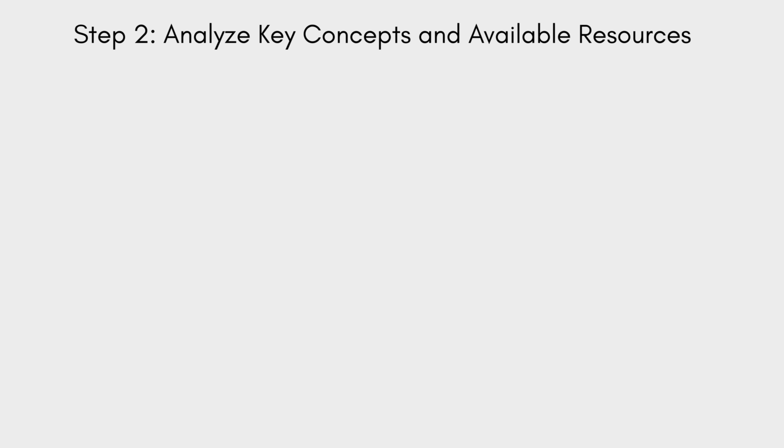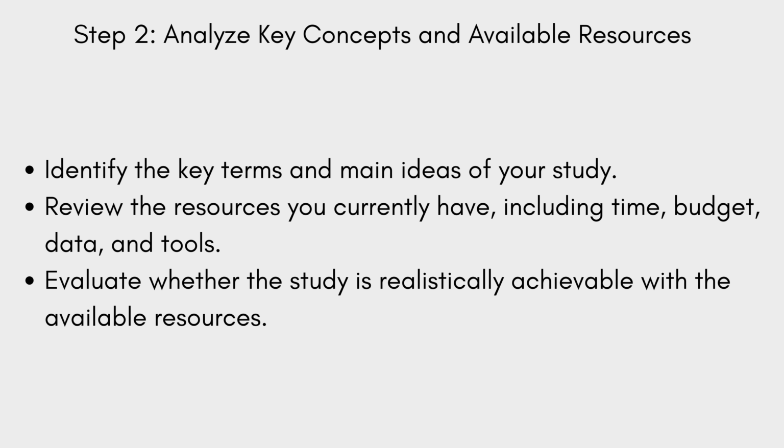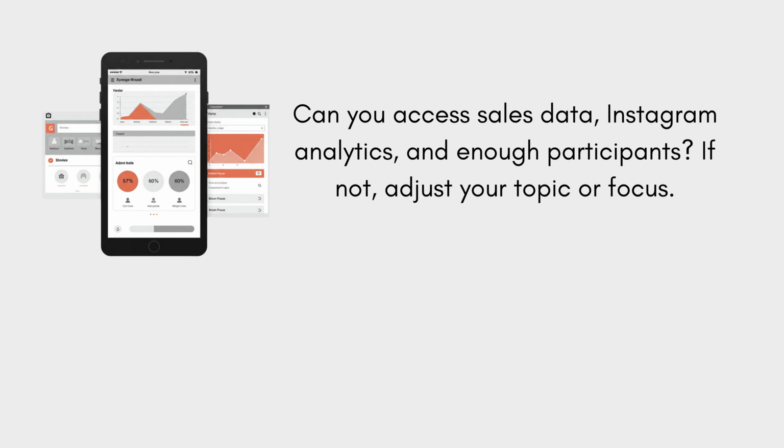Step 2. Analyze key concepts and available resources. List the key terms and ideas for your study. Check what resources you have, like time, budget, data, and tools. Decide if you can realistically complete the study with what is available. Example: can you access sales data, Instagram analytics, and enough participants? If not, adjust your topic or focus.